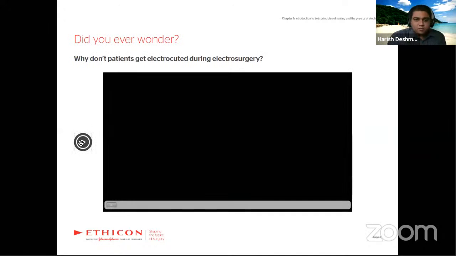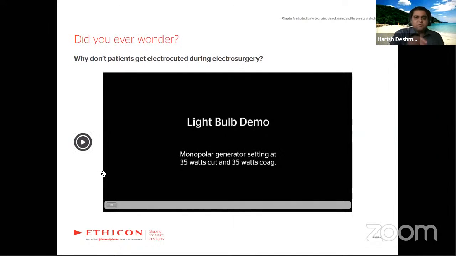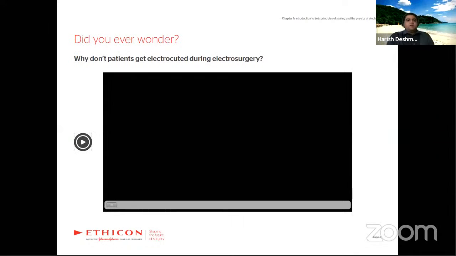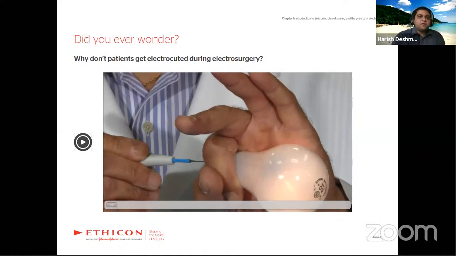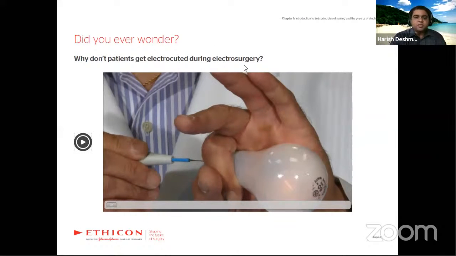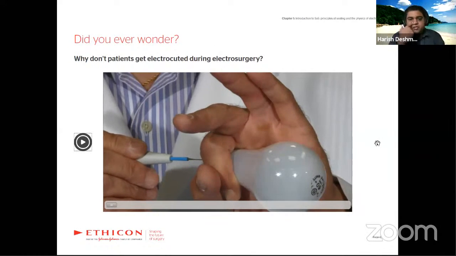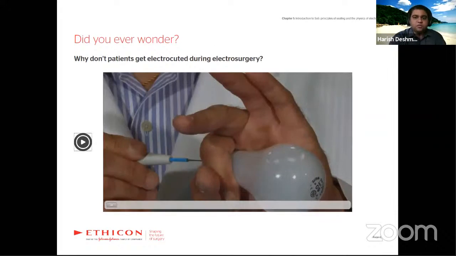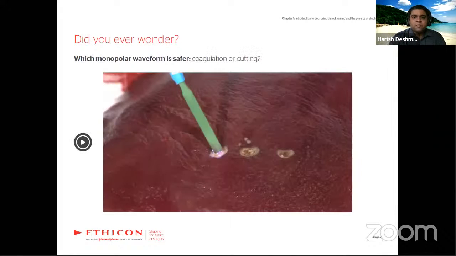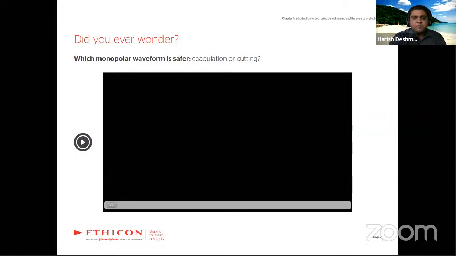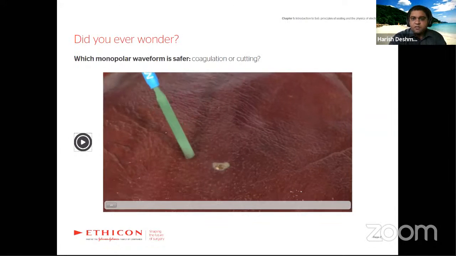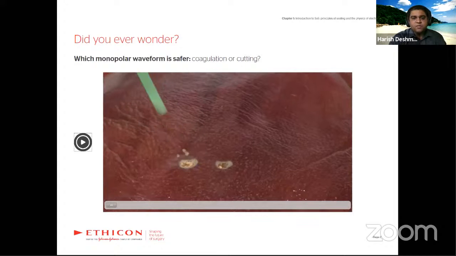Going forward, we'll have a couple of questions. This is one of the most important questions. We use electricity in daily procedures, but why don't patients get electrocuted during the surgery, or the surgeon? We're using the same energy source as for lighting a bulb. Similarly, which waveform is safer when you're using a monopolar machine, which we generally call the cautery machine? Is it a cutting waveform or a coagulation waveform?